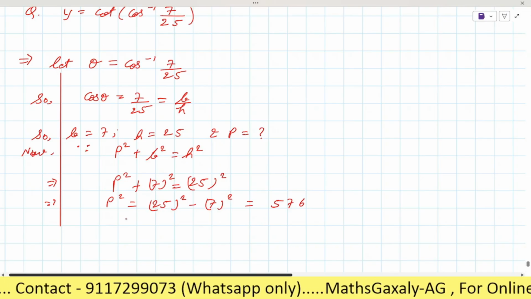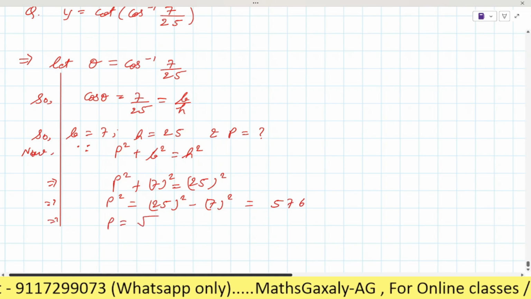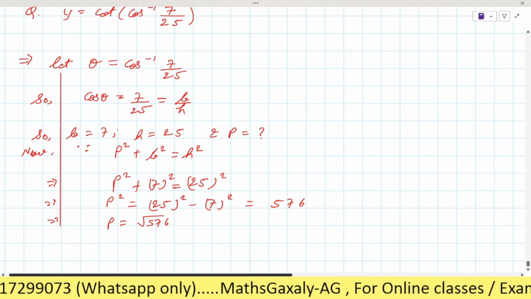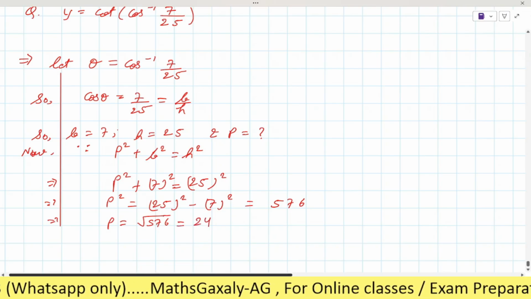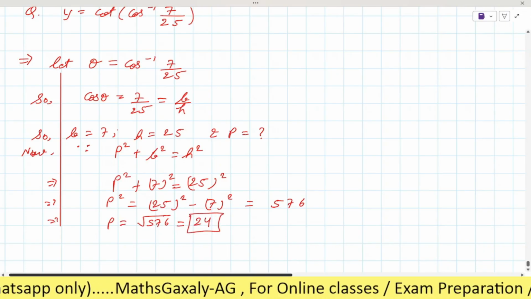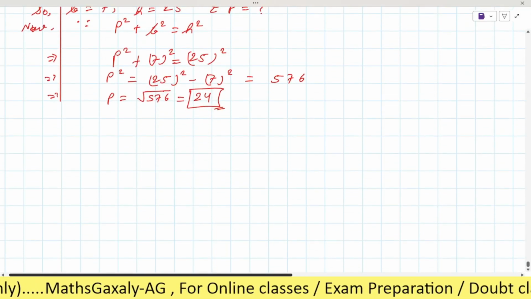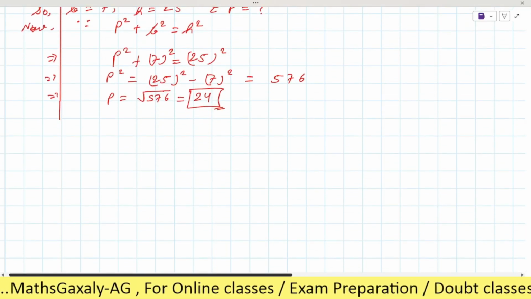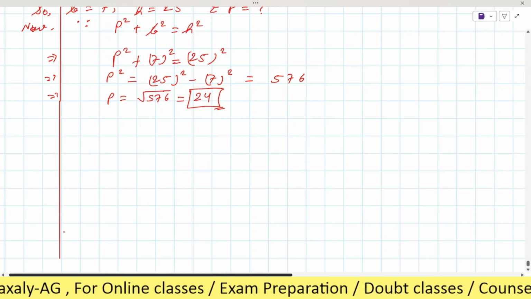So here p will be root under 576, and its value will be 24, because it is the square of 24. So here p is equal to 24. Is it clear or any doubt? No doubt. Tell me.